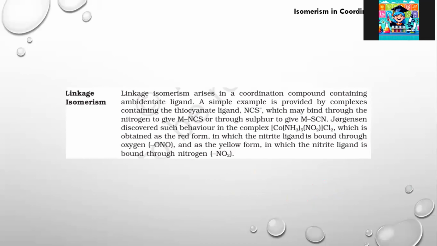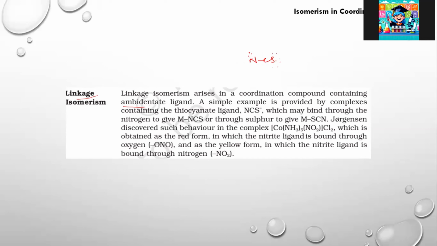Another kind of isomerism that we have seen in coordination compounds is linkage isomerism. As the name suggests, it is something related to linkage, the link of the ligand to the metal. This is common for ambidentate ligands. What is ambidentate? Ambidentate means a ligand has two possible coordination points, like NCS. Two points are there. The nitrogen can be coordinated to the metal, and the sulfur can also be coordinated to the metal.